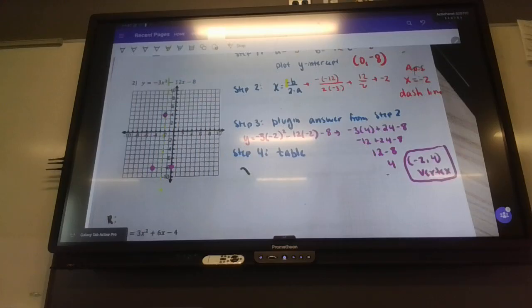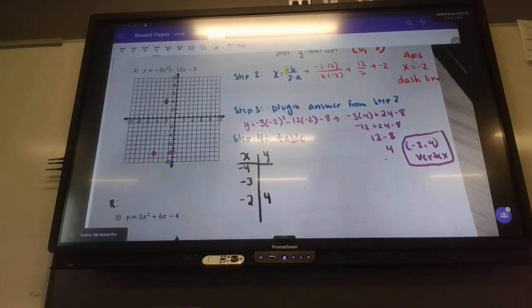Homework. Yep. Is it -2, 4? Yeah. Okay, this one was x values. Those are my x values, those are my y values.